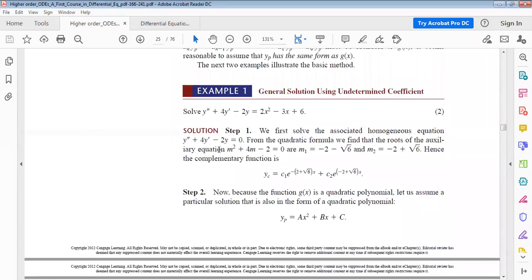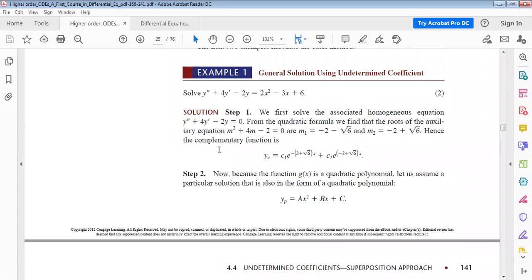Suppose example 1: find the general solution using undetermined coefficients. Actually, this is second order because the highest derivative is the second derivative. The right hand side is non-zero and is a function of x, a polynomial actually. In every example we start with step 1. We first solve the associated homogeneous differential equation. That means taking the right hand side as 0, we get the left hand side equals 0. It becomes the homogeneous form.